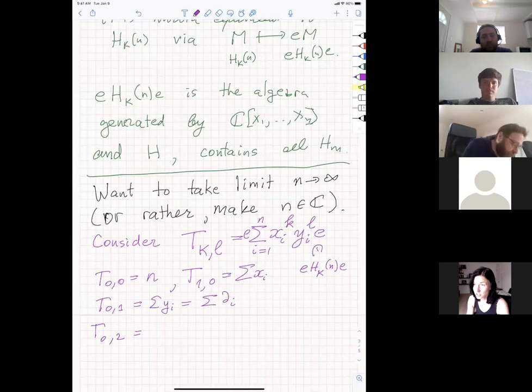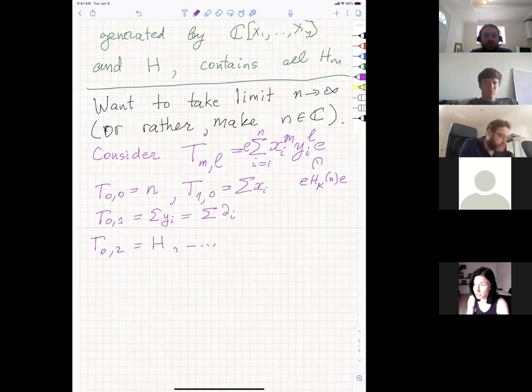Maybe I should not call this k because my parameter is k. So I'm going to call it m. So T_{02} is this Hamiltonian H, and so you can think of this sitting inside the differential operators. So these are differential operators, if you like.